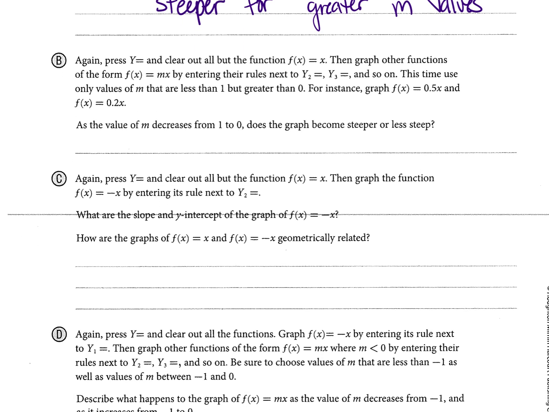Again, press y equals and clear out all the functions. This time we are going to have slopes that are between 0 and 1. So we have 0.2x and 0.5x. And then hit that graph button. It says, as the value of m decreases from 1 to 0, does the graph become more steep or less steep? And it actually becomes less steep. The closer it gets to 0, the flatter it becomes.